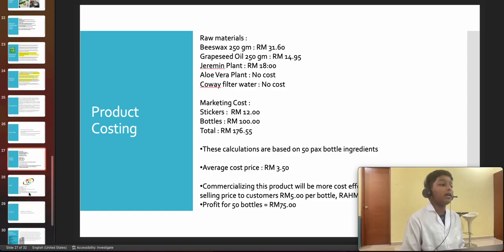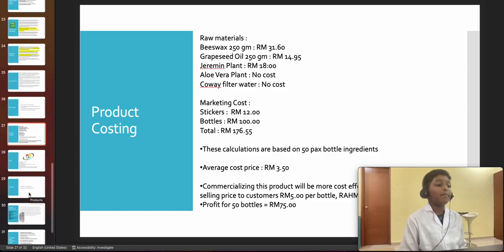Raw material market cost. These calculations are based on 50 packs of bottle ingredients. Average price cost is 3 ringgit 50 cents. Commercializing this product will be more effective. Selling price to customers is 5 ringgit per bottle. Profit for us is 1 ringgit 50 cents.